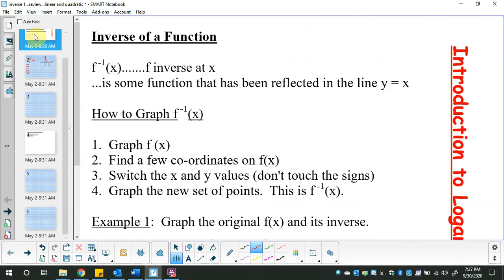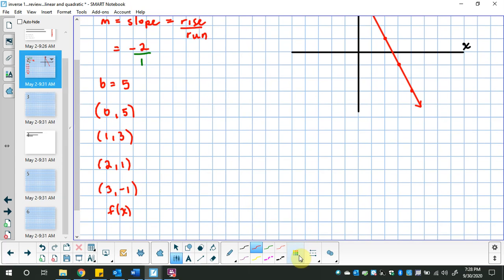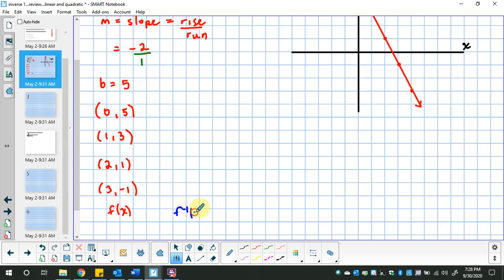Next thing we do is switch the x and y values, but you don't touch the signs. So if a 5 is a negative 5, then it stays a negative 5. I'm going to do these ones in blue. You literally take this list of points and just reverse them. So this (0, 5) becomes (5, 0). The (1, 3) becomes (3, 1). The (2, 1) becomes (1, 2). And (3, -1) becomes (-1, 3).